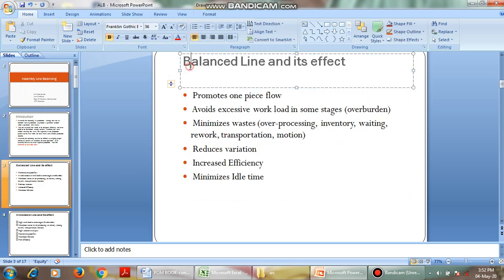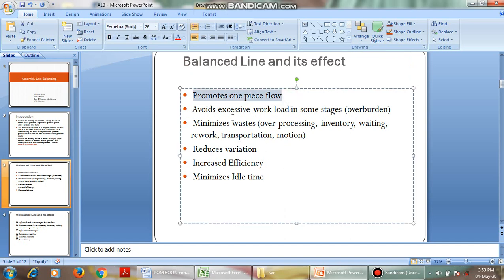See, coming to what a balanced line is and its effects. That is, we can simply say, what are the advantages of a balanced line. It promotes one-piece workflow, that is, there is a continuous flow of work. It avoids excessive workload in some stages. That is, the work burden is reduced. As the work is done in a sequence of activities, the workload is reduced.